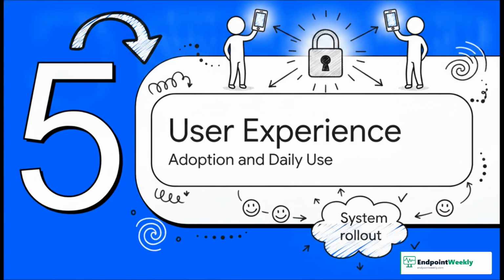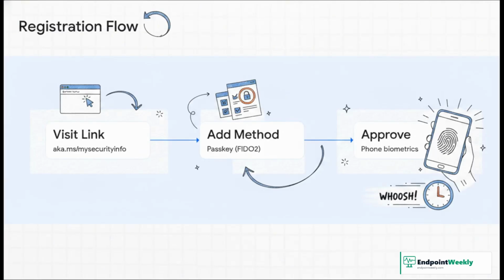And that brings us to our final section, Section 5, End User Experience. We're talking adoption and daily use. Thankfully, the actual registration flow is incredibly smooth for the user. All your pilot group users have to do is visit aka.ms/mysecurityinfo. They just click Add Method, select Passkey, and then their phone will literally just prompt them. They approve it using their phone's native biometrics, and boom, the Passkey is registered in under 60 seconds.